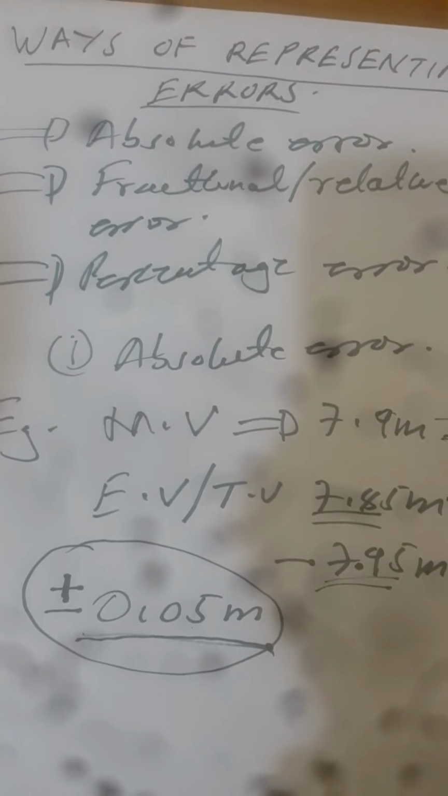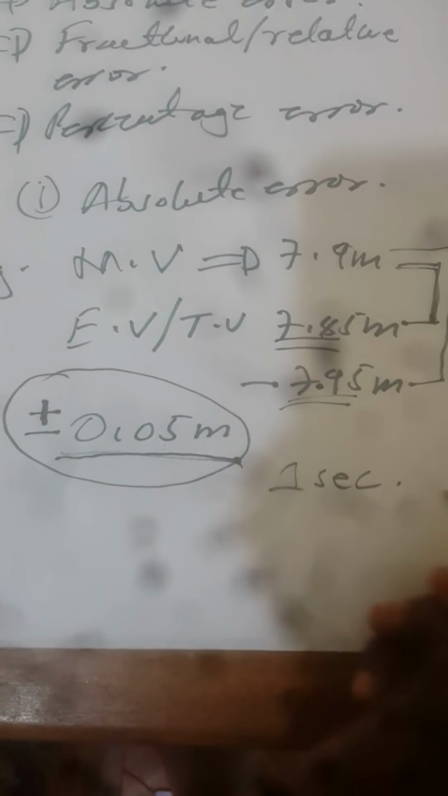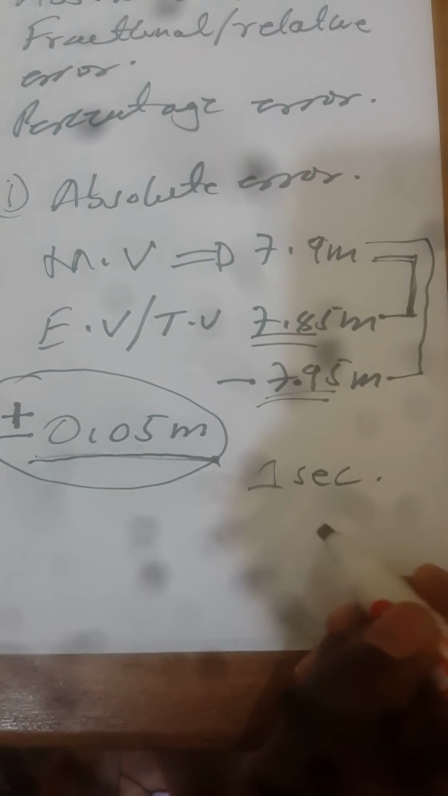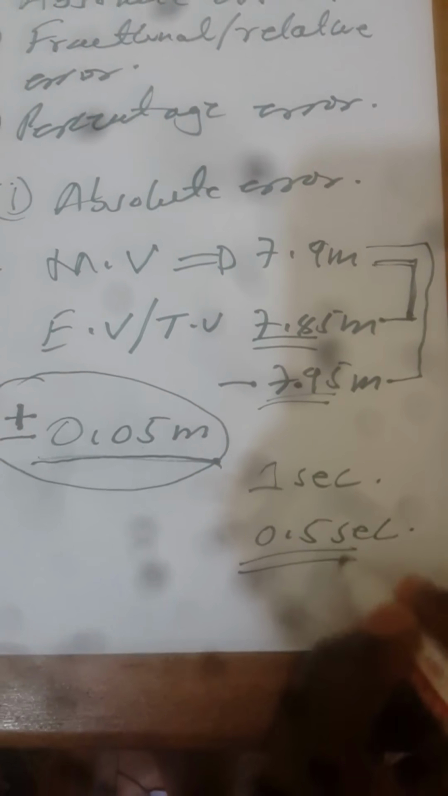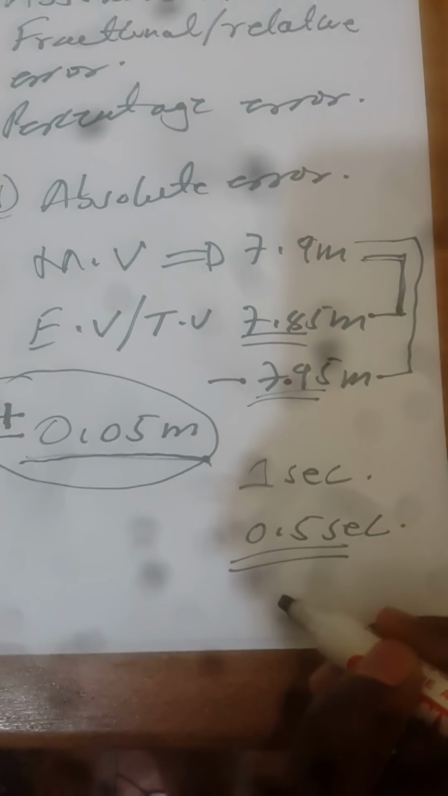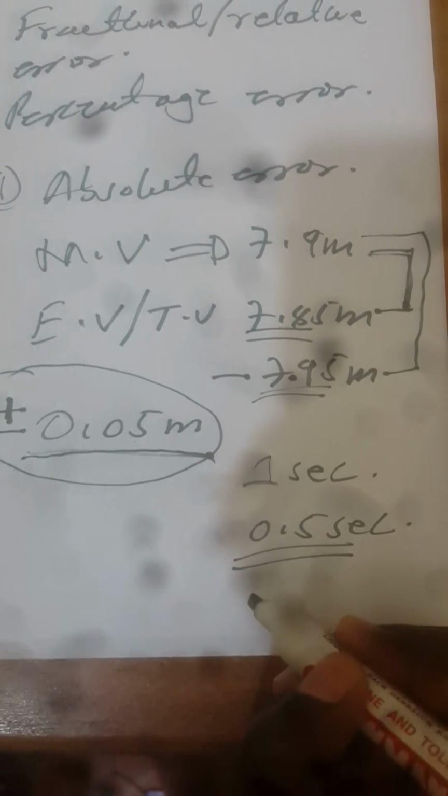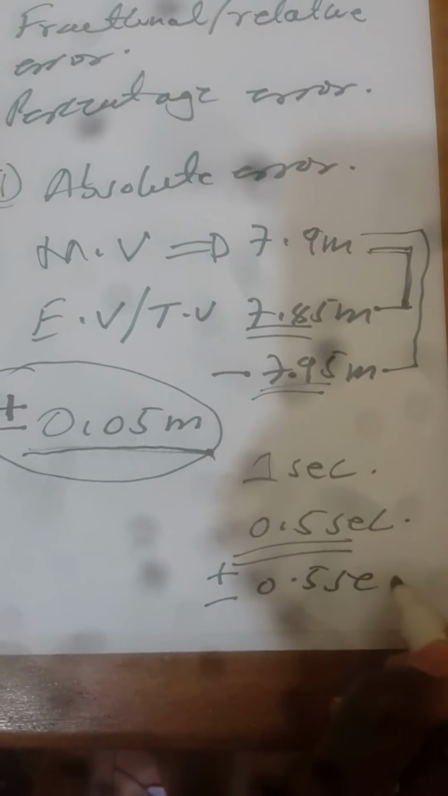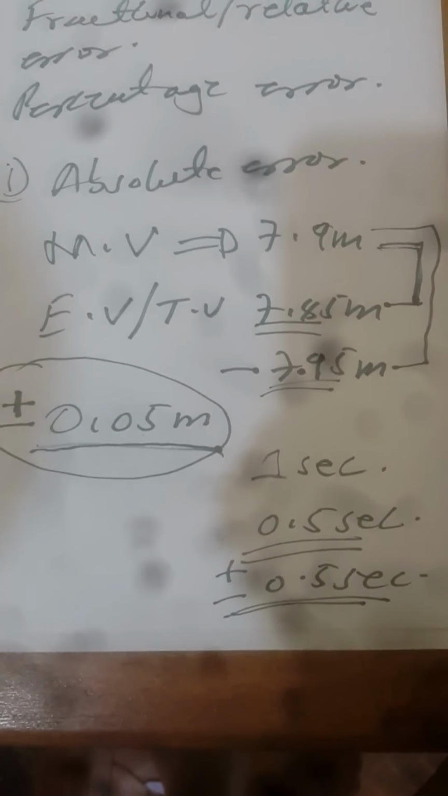The smallest unit or division of the stopwatch is a second, 1 second. Half of this smallest unit of a stopwatch is 0.5 second. So this is the absolute error for a stopwatch. To write it clearly, we will put positive and negative 0.5 second. So this is the absolute error of a stopwatch.